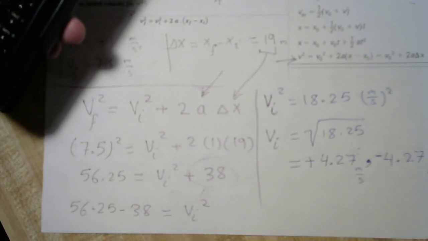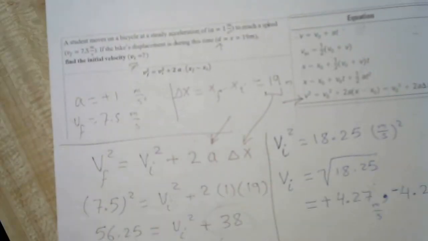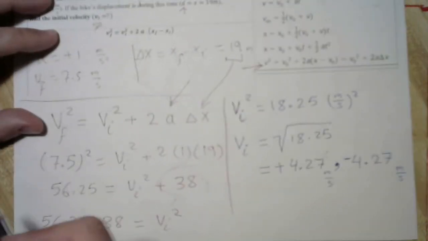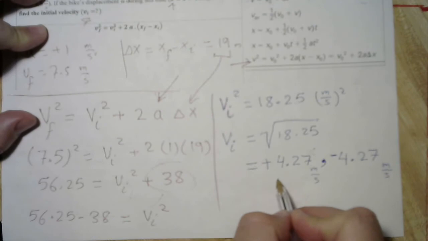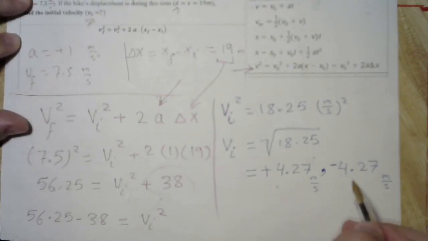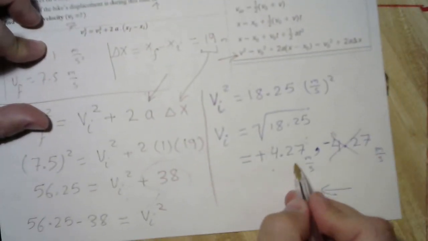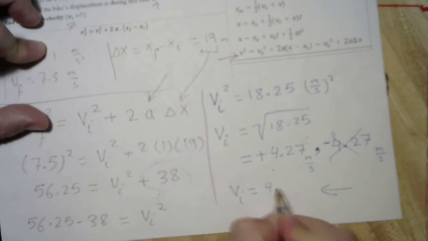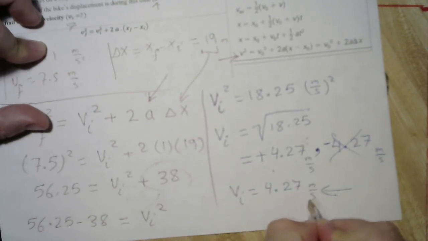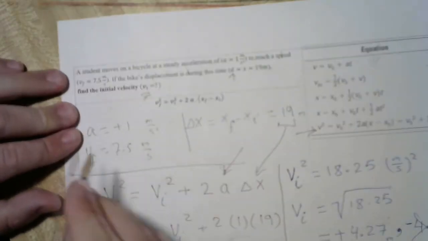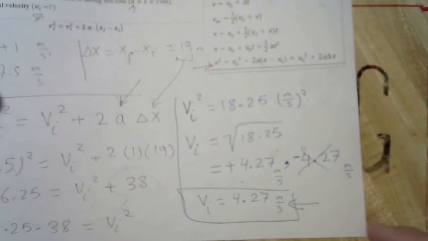I have to accept one of them, because my movement is in the positive direction, not the negative direction, so I have the positive initial velocity. Because if I have the negative initial velocity in this direction, then v final here will be in the negative direction, not in the positive direction. So I will neglect this one and I will accept v initial is equal to 4.27 meters per second, and the final velocity is 7.5. That means that the body is accelerating.